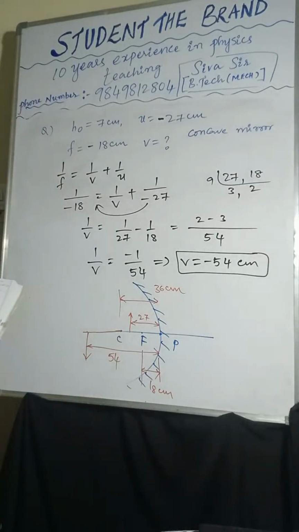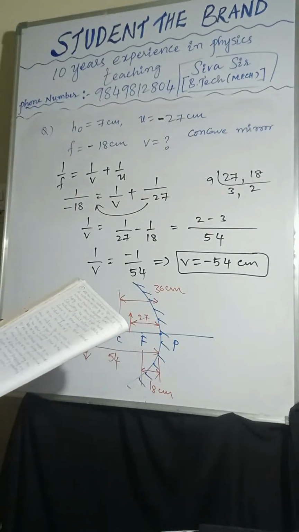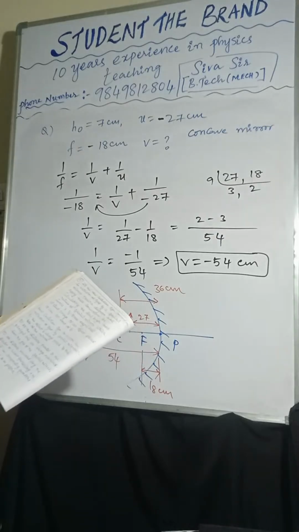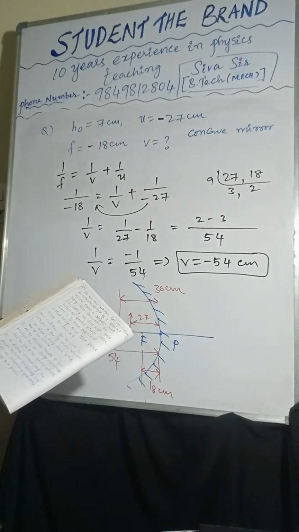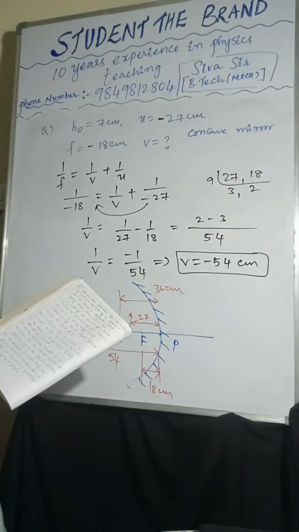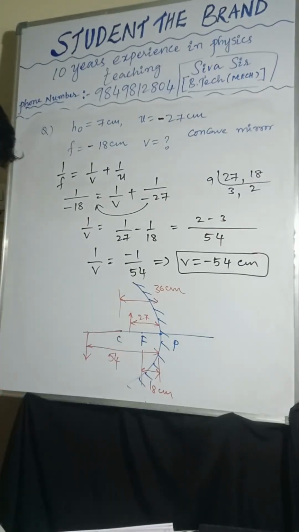Next problem is list of sign conventions. Very important, many times they will ask this question. List the new Cartesian sign conventions for reflection of light by a spherical mirror. Draw a ray diagram and apply these conventions for calculating the focal length and nature of the spherical mirror which forms 1 by 3 times magnified virtual image of an object placed 18 centimeter in front of it. So we have to find that out.